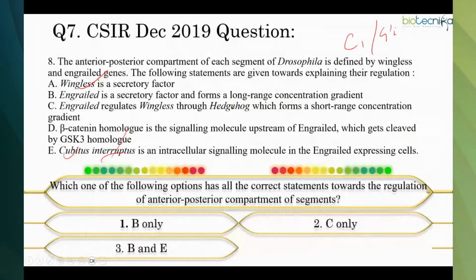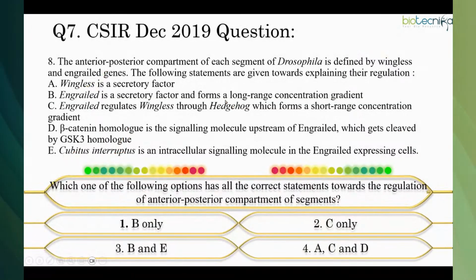Right? So you can see here, yes Sarita, your answer is right. Wingless is indeed a secretory factor. That's why it is going to the nearby cell and binding to it, and because of signaling it is able to express engrailed. Is engrailed a secretory factor? No, engrailed is not secretory. Hedgehog is a secretory factor. Engrailed is transcribed, but hedgehog is releasing the signal and forms a long range concentration gradient.